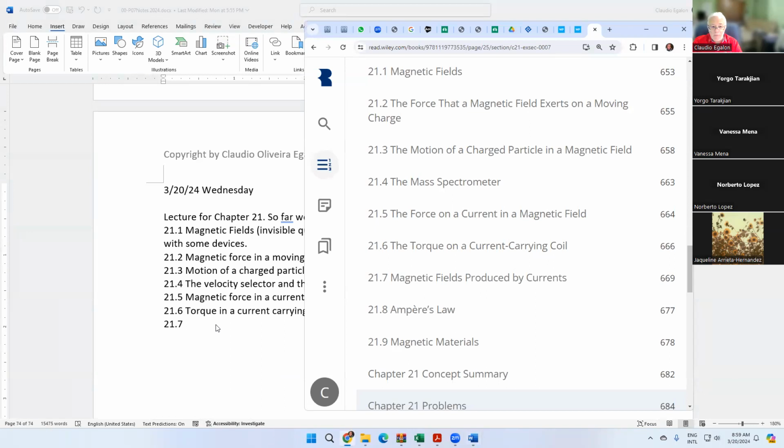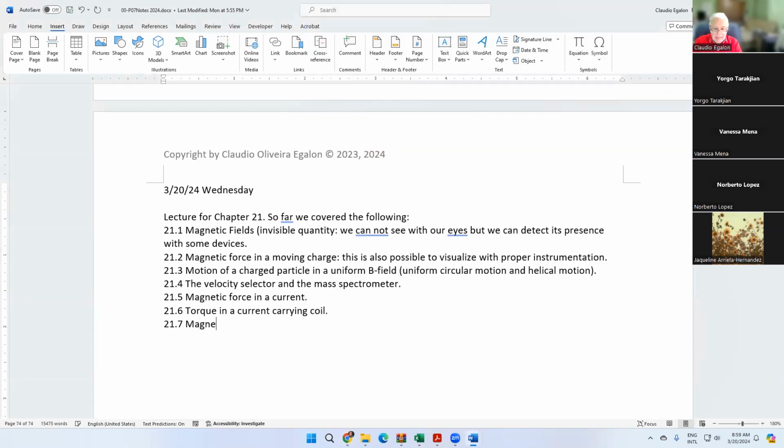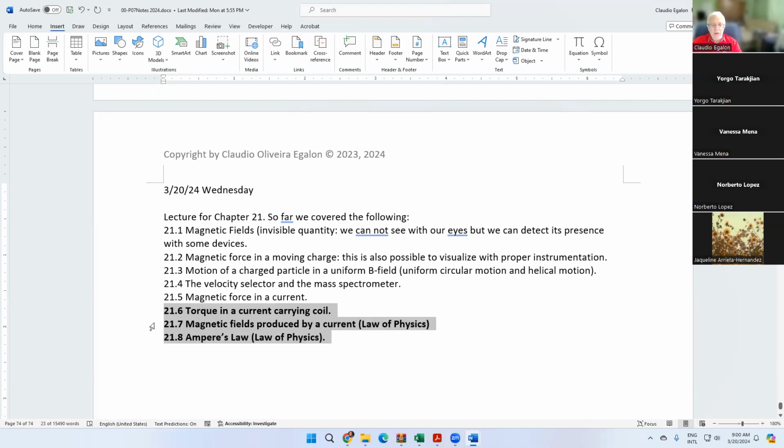Magnetic field produced by current. Oh, very important. Magnetic fields produced by a current. That's a law of physics, okay? So the source for the magnetic field is a current. And 21.8. Let's go back here again. Ampere's law, another law of physics. But let's start with those. I'm gonna boldface what we haven't covered yet.